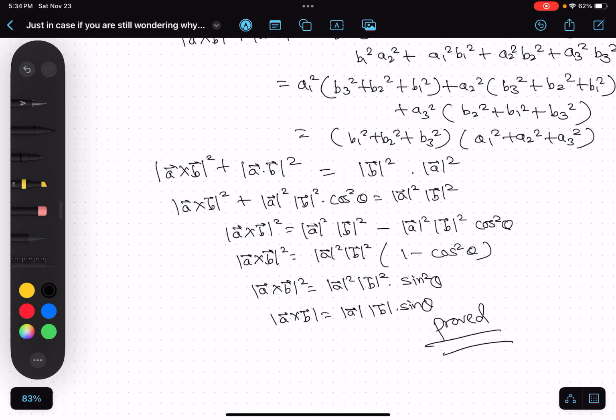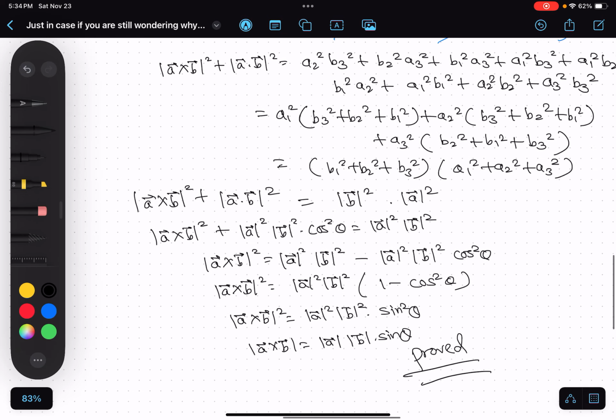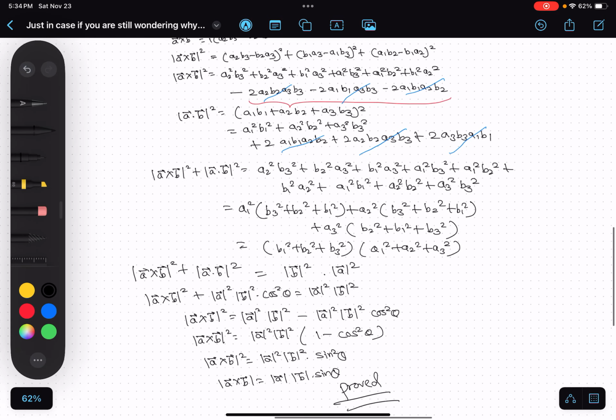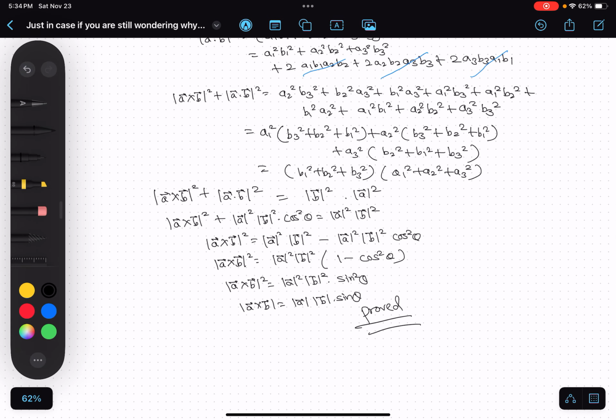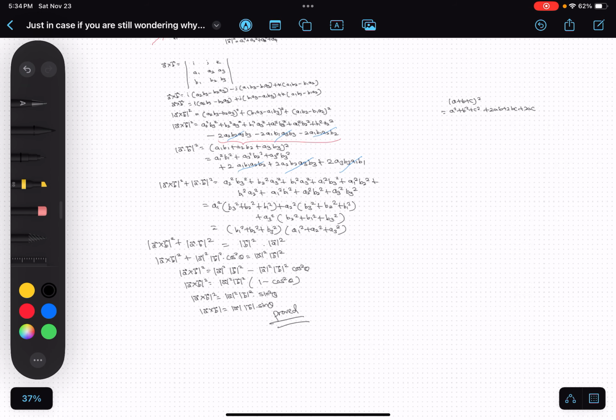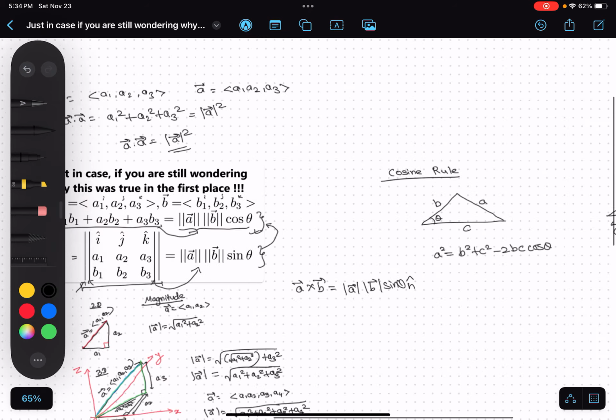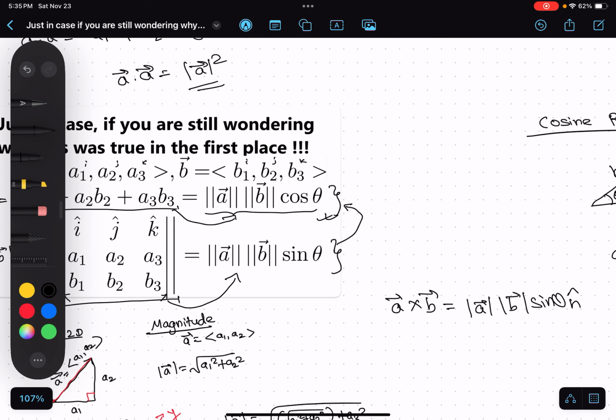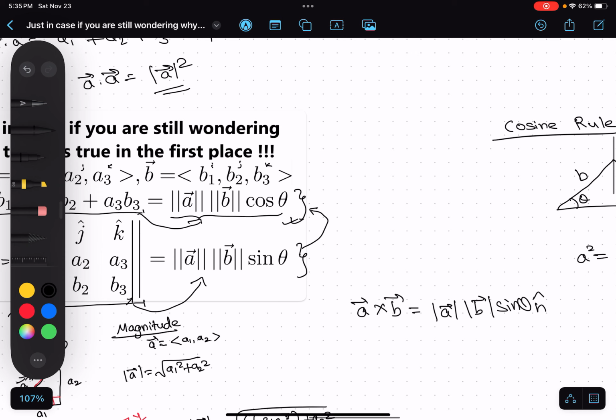Now let me tell a little bit about these new formulas, how they help us interpret the cross and dot product geometrically. I guess you got the proof. This was definitely long, but this was not hard, I guess. So now that we have this, we can make some interpretations about these new formulas.